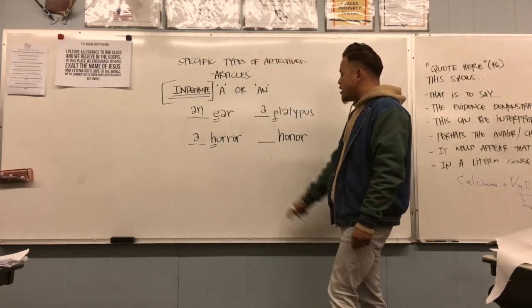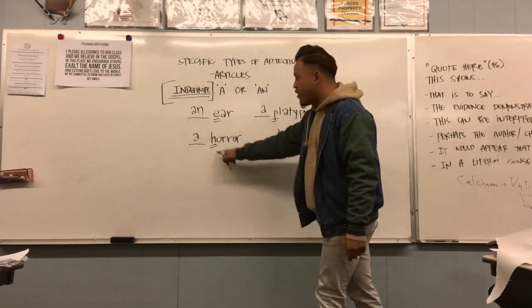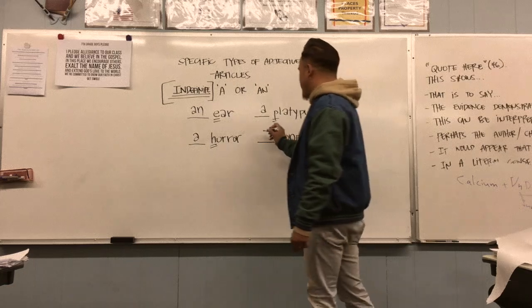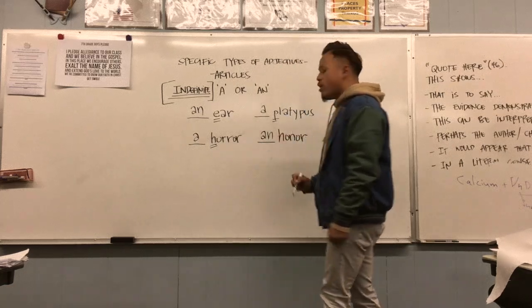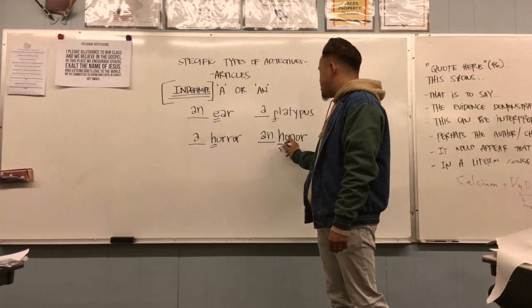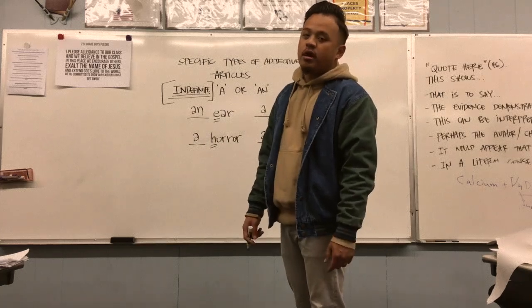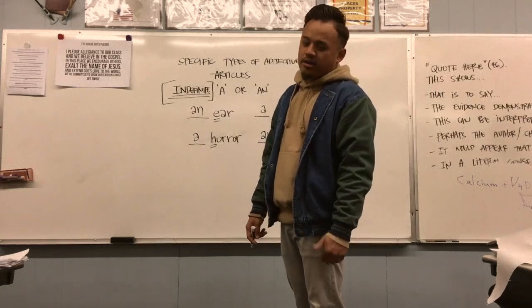And then this one. Same letter, horror and honor, but here you would use an. Why? Because this H is silent. It starts with a vowel sound. What's the vowel sound? O. An honor. Does that make sense?